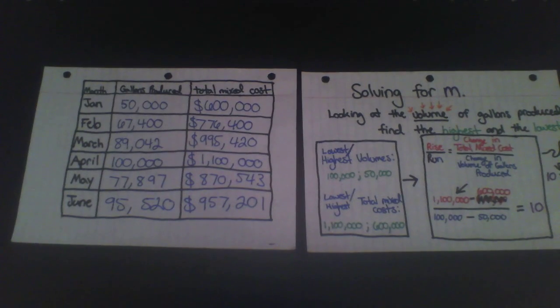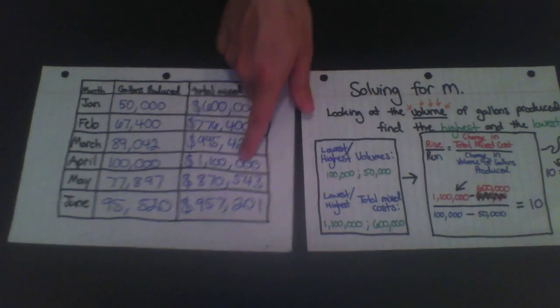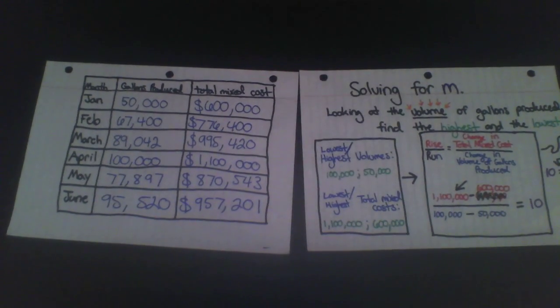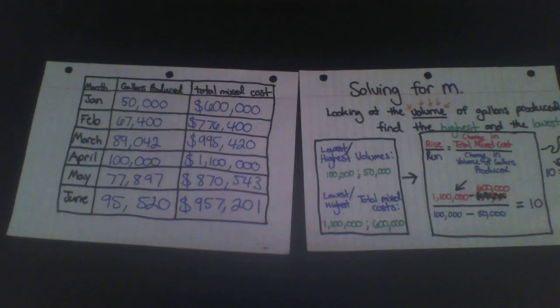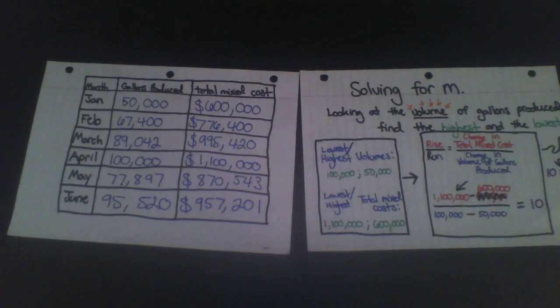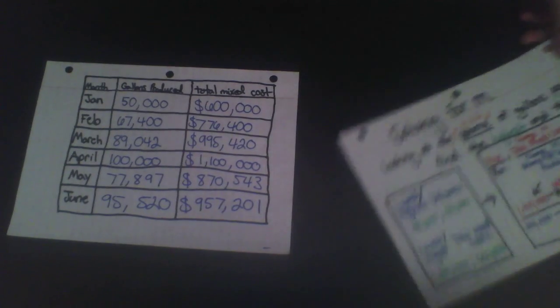Then we go into the highest and lowest total mixed costs. Right there you see 1,100,000 and then the 600,000. So you take that, rise over run, so the change in total mixed cost over the change in volume of gallons of lubricant produced. So then we solve for that and get 10. So m is equal to 10 in this situation here.